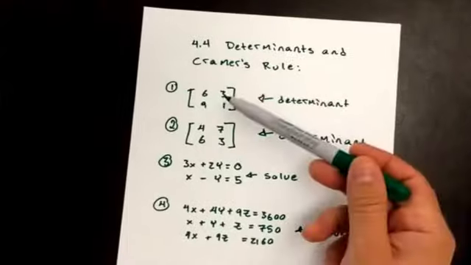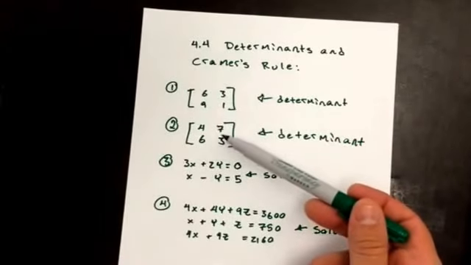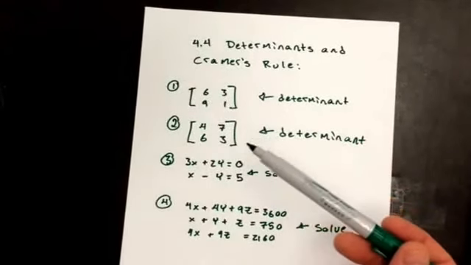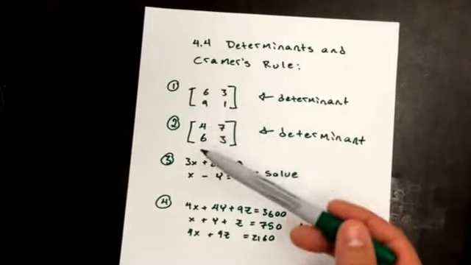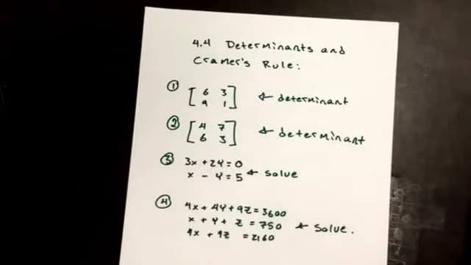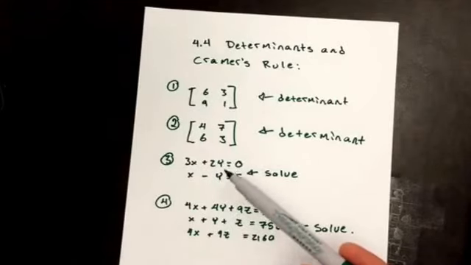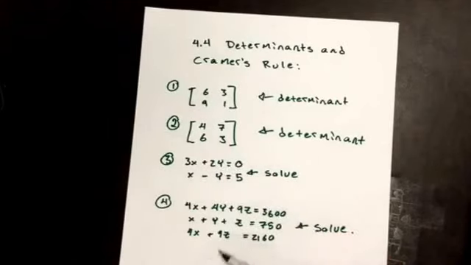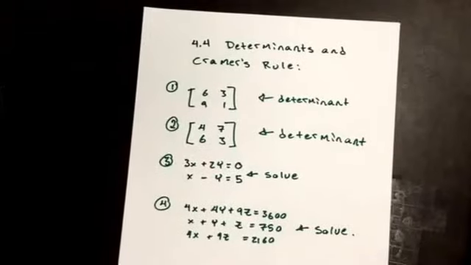I want you to find the determinant here, the determinant here. I need you to show me your work. I know a lot of you are going to be able to do that in your head, but I want you to actually write out the work so that I see it. Then I want you to use Cramer's rule for this one and for this one to solve them. Okay? So I'm going to go through the process showing you what's going on here.